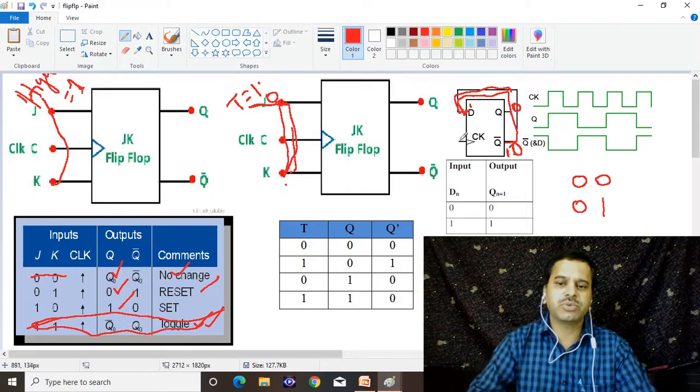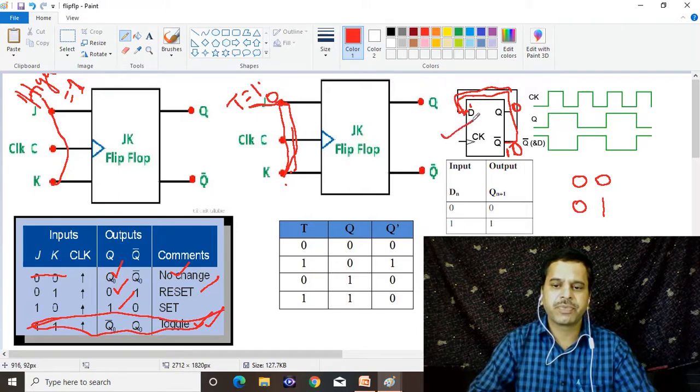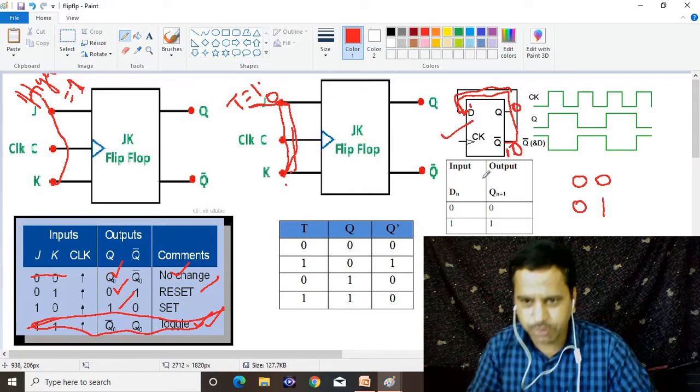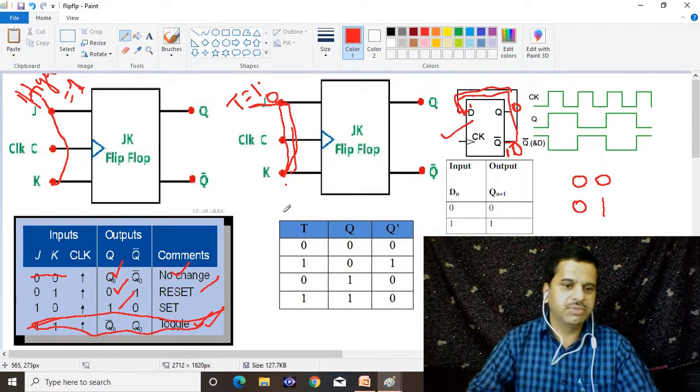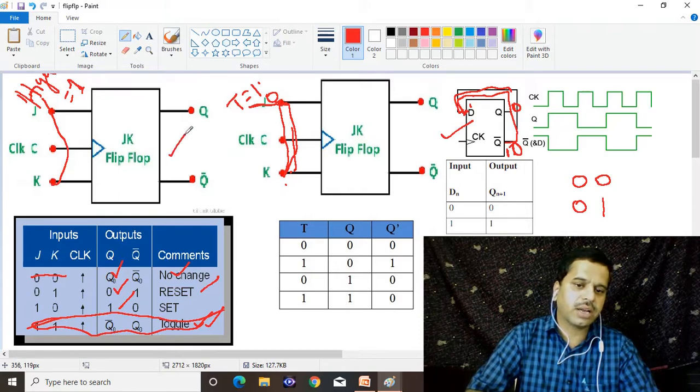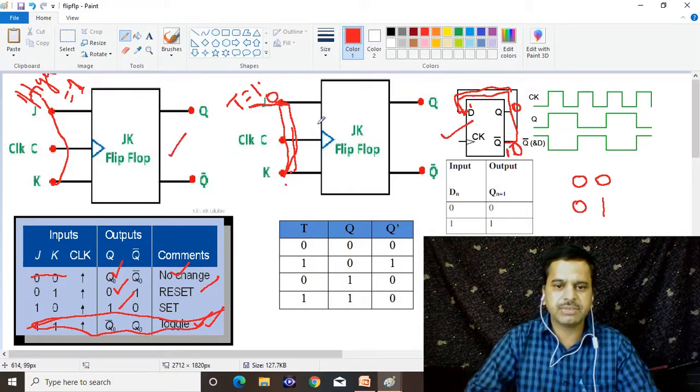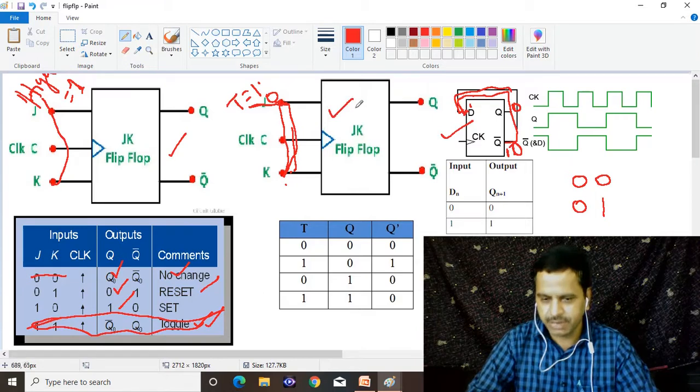But generally we do not use the D flip-flop much for applications. The D flip-flop is used only for register applications. We prefer the JK flip-flop over all other flip-flops frequently. Sometimes we also use the T flip-flops here.